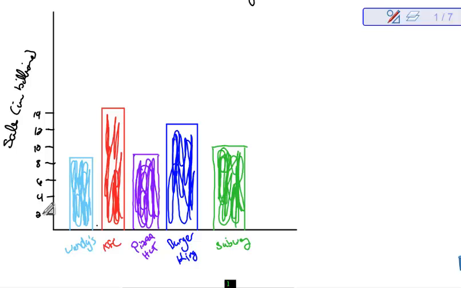In other words, I can't go 2, 3, 6, 7. I've got to be consistent. I've either got to count 1, 2, 3, or I've got to say 2, 4, 6. In other words, my scale has to be the same throughout my entire graph. So a vertical or horizontal bar graph is one way of representing data.